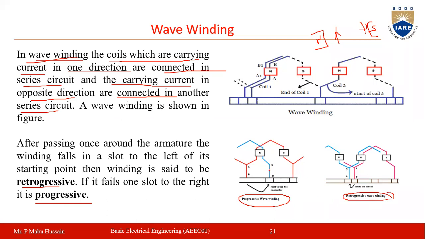So see here, progressive wave winding and retrogressive wave winding. Now if you observe this winding, this point is to the right of the first conductor. First conductor in the sense this conductor. And for the first coil, this one, this point is to the left. So if the winding goes to the right side, it may be a progressive winding, and if it goes to the left side, it is a retrogressive winding. Okay.